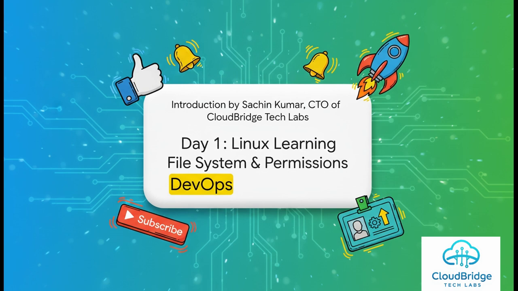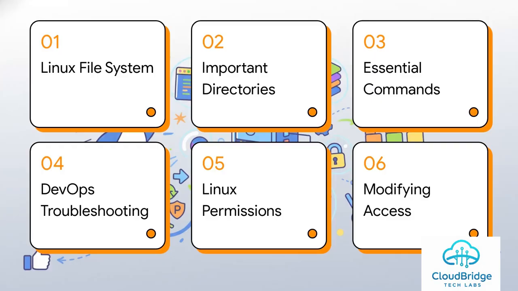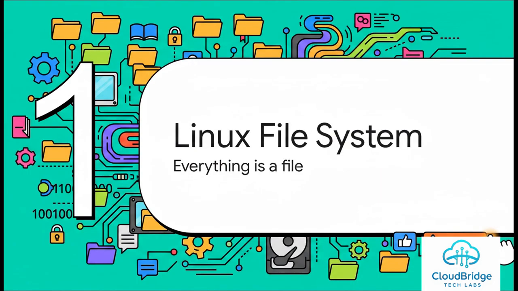We've got a lot of ground to cover to get you production ready, so let's get right to work. Here's our bootcamp itinerary for day 1. 1. The Linux file system. 2. Important directories. 3. Essential commands. 4. DevOps troubleshooting. 5. Linux permissions. And 6. Modifying access. All right, Section 1.